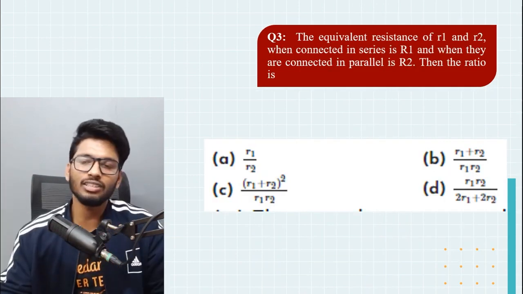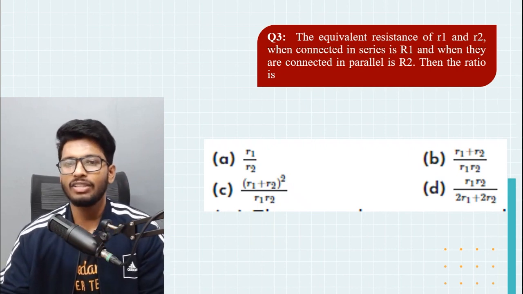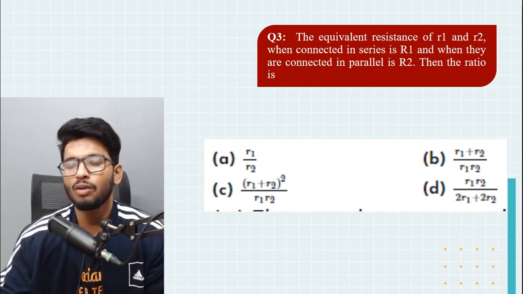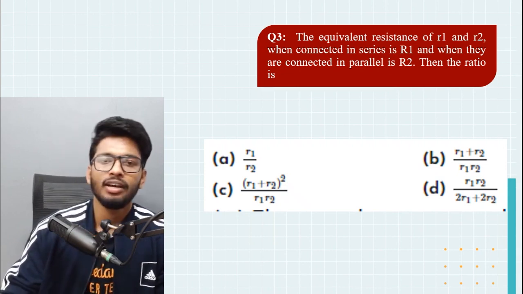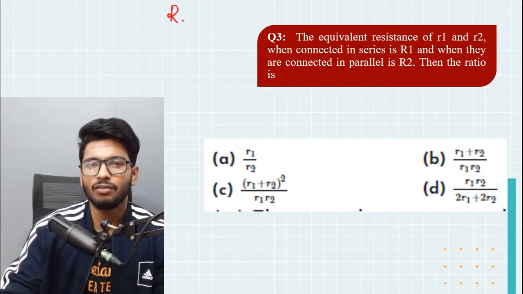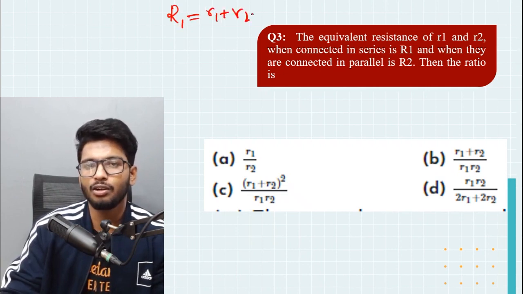The equivalent resistance of R1 and R2 when connected in series is R1, and when they're connected in parallel is R2. Then what is the ratio? Okay, so here's the question, guys. Let's take it as R1 first. What is R1? The series connection is nothing but R1 plus R2.